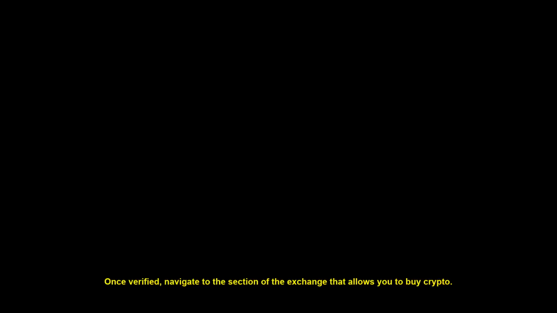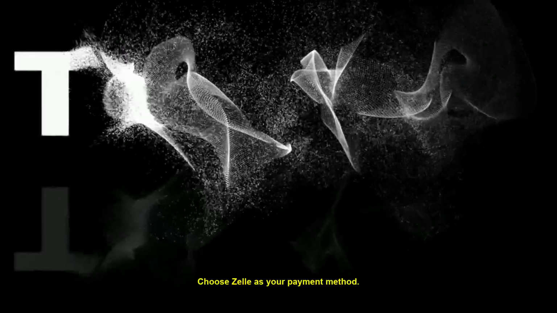Once verified, navigate to the section of the exchange that allows you to buy crypto. Select the cryptocurrency you wish to purchase. Enter the amount you want to buy. Choose Zelle as your payment method. The exchange will provide you with payment instructions.